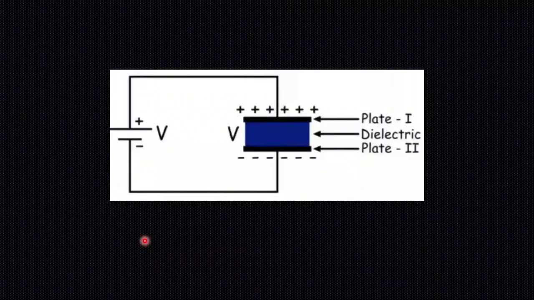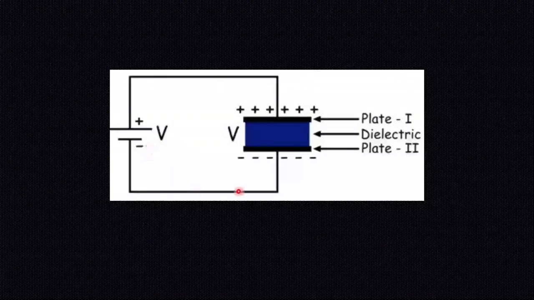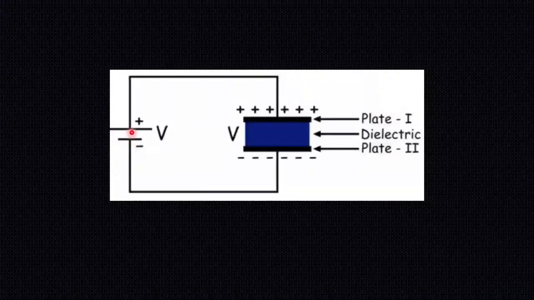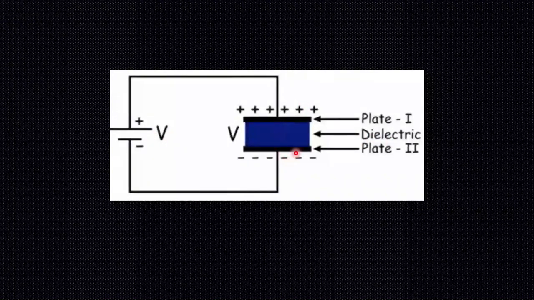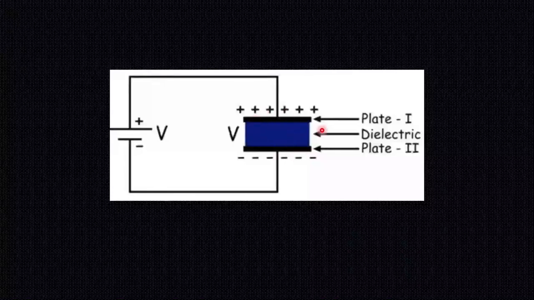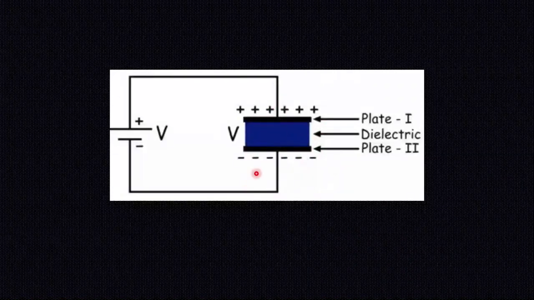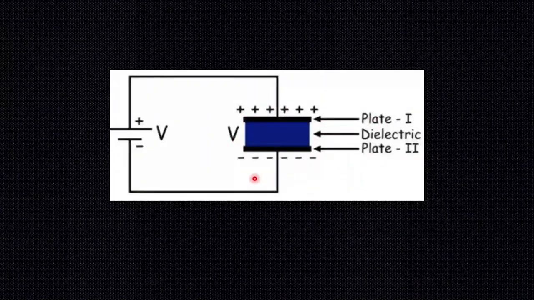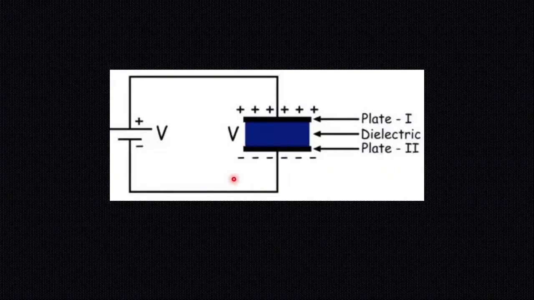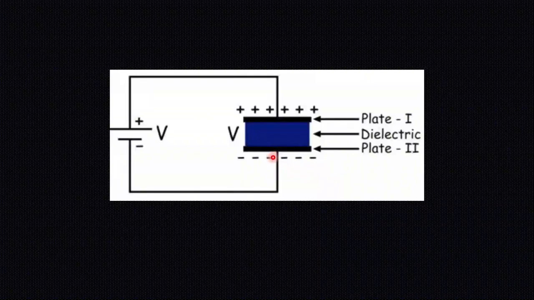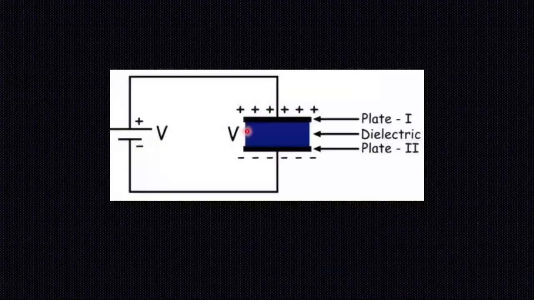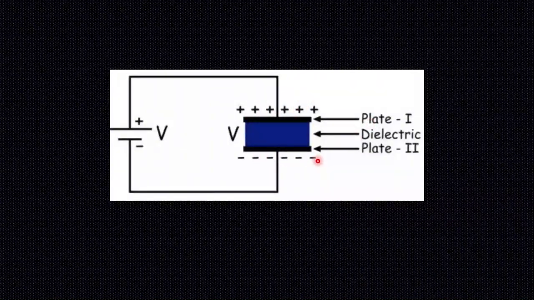So when we connect a battery across the capacitor, as you can see over here, the positive side is connected to plate 1 and the negative side is connected to plate 2. And they're separated, as I already said, by a dielectric, which acts as an insulating material between these plates. So now the potential of the battery is applied across the capacitor. At this situation, plate 1 is at positive potential with respect to plate 2.